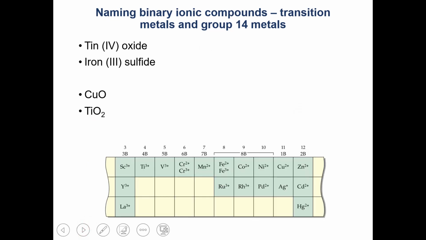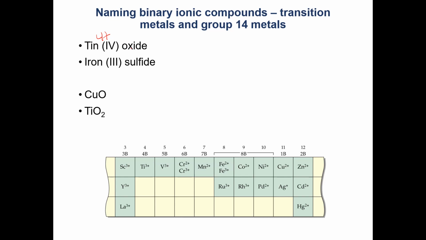So let's take a look at a few examples here. Now, the Roman numeral indicates charge. It does not indicate how many of the metal you have. Okay, so sometimes students will confuse that, and they'll write for tin(IV) that there are 4 tins because there's a 4 in Roman numeral next to it. That is not what that is there to indicate. What that 4 tells us is there is a 4 positive charge on tin.